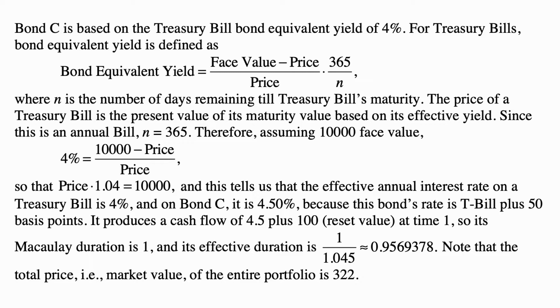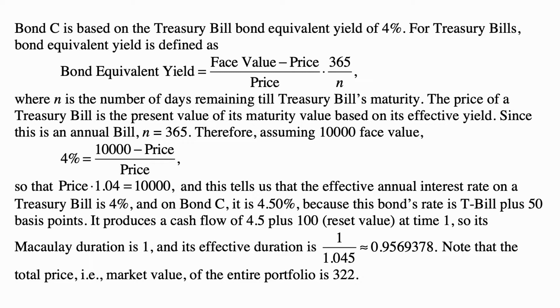And on bond C, it is 4.50% because this bond's rate is T-bill plus 50 basis points. It produces a cash flow of 4.5 plus 100, the reset value, because the reset means that its value becomes the nominal value when the interest rate resets and the interest rate changes to the then current going rate, which in this case is the Treasury bill rate plus 50 basis points.